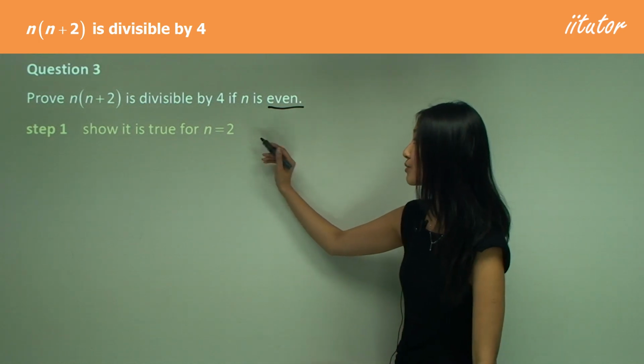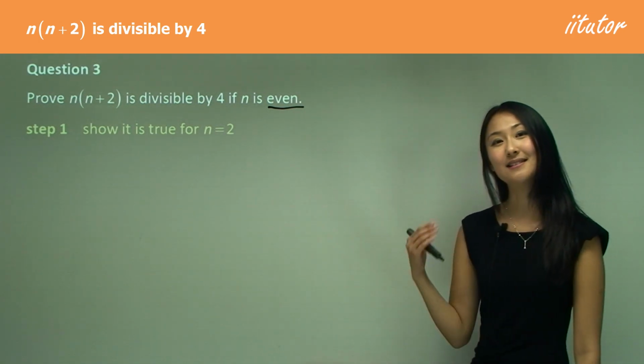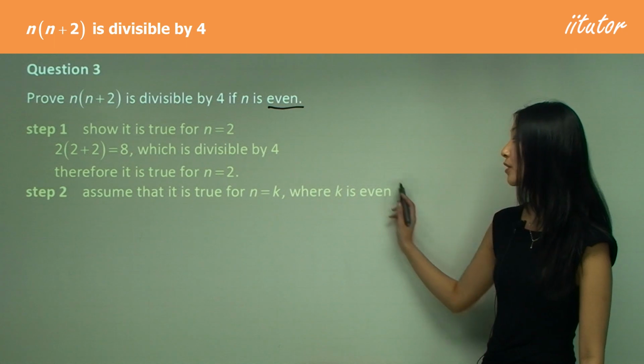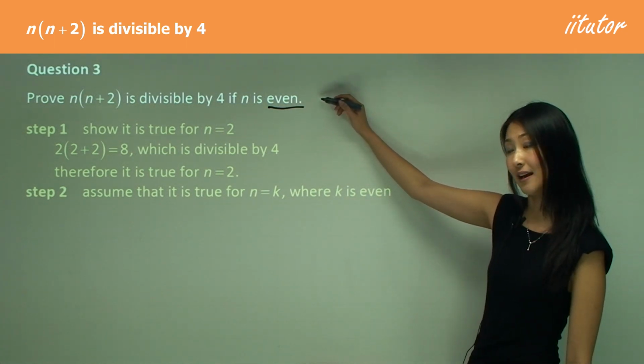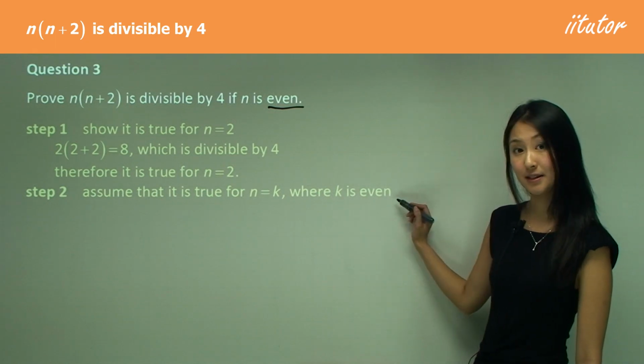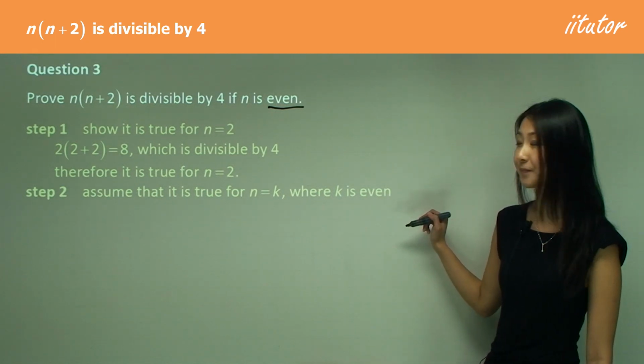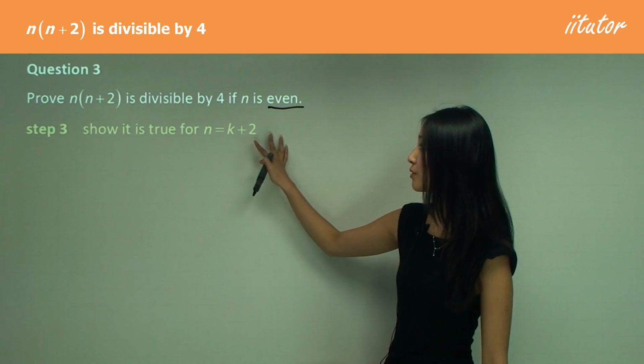We want to show it's true for n equals 2 because that's the smallest even number, but only where k is even, right? Because here it says only if n is even. So that same rule must apply in our assumption as well. We want to show it is true for n equals k plus 2.